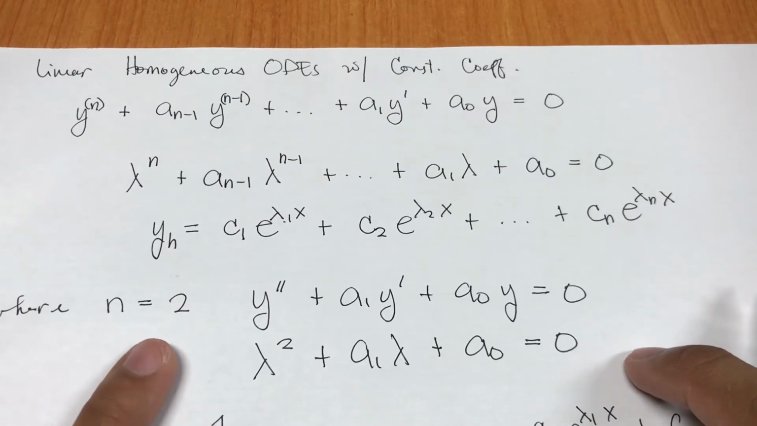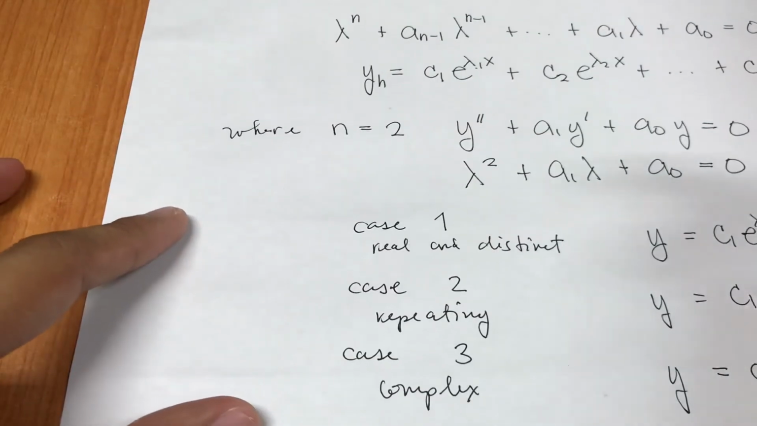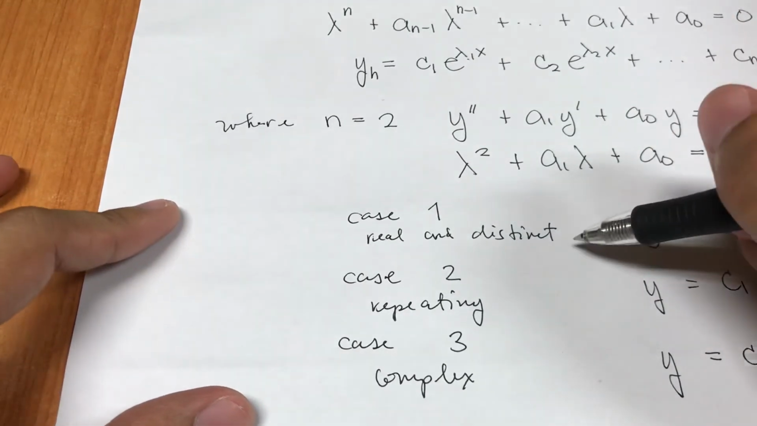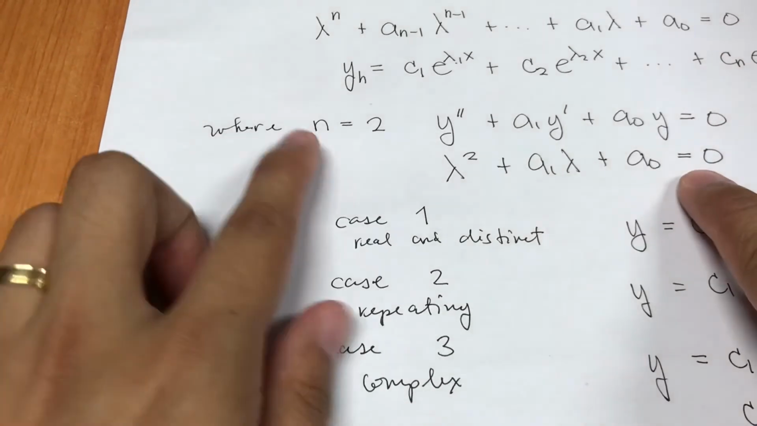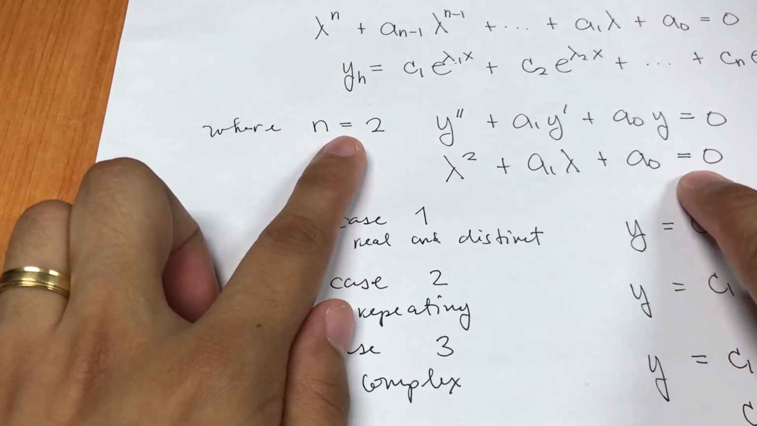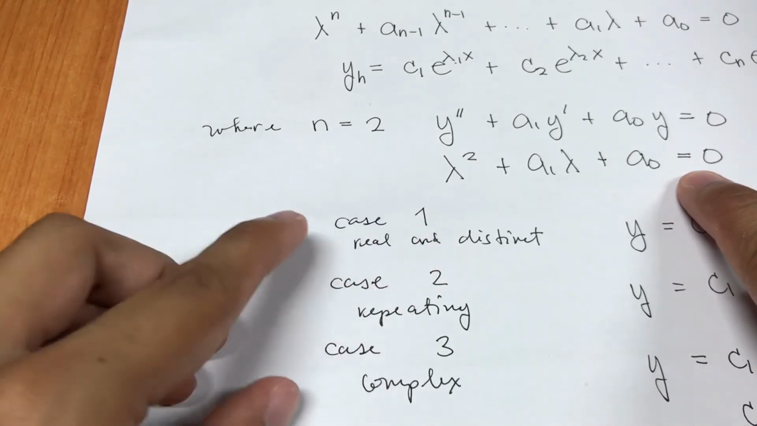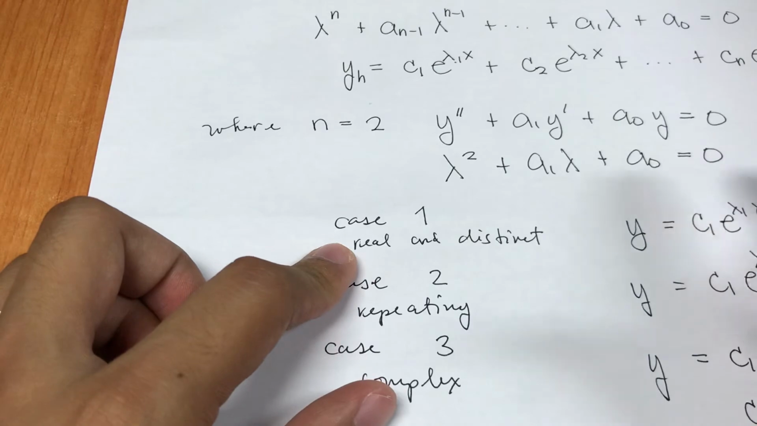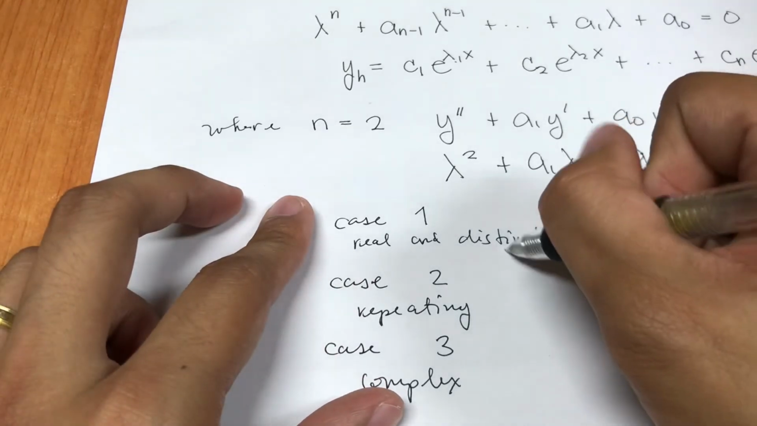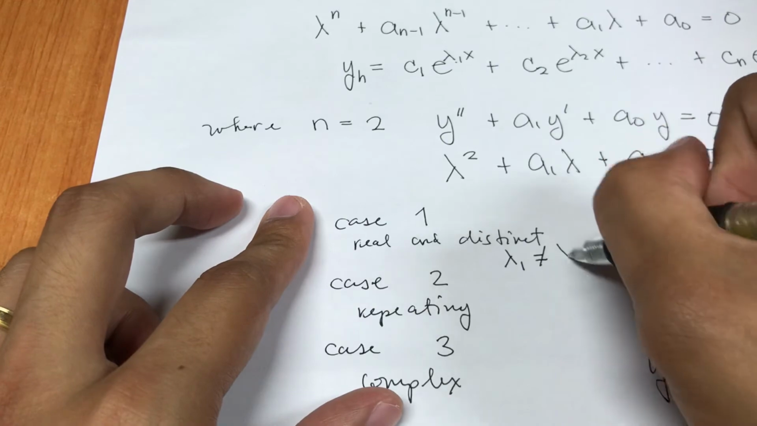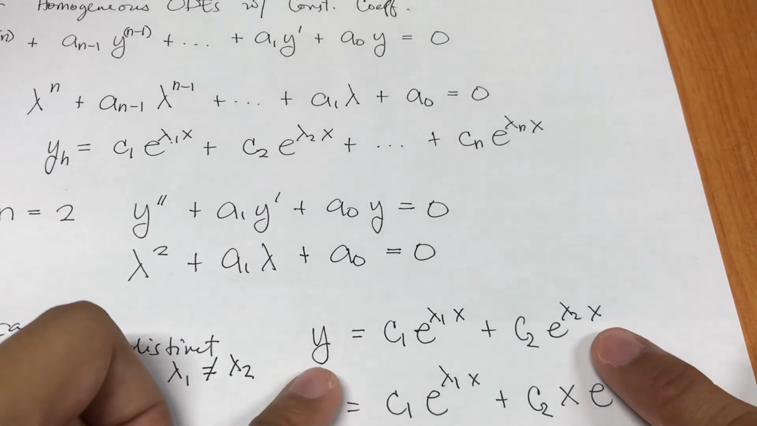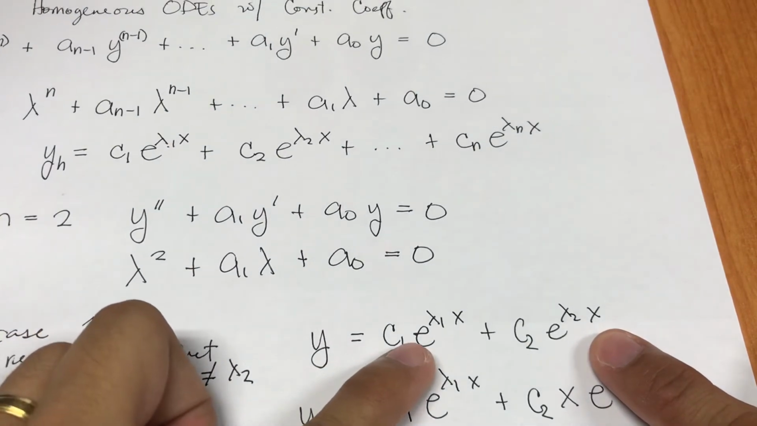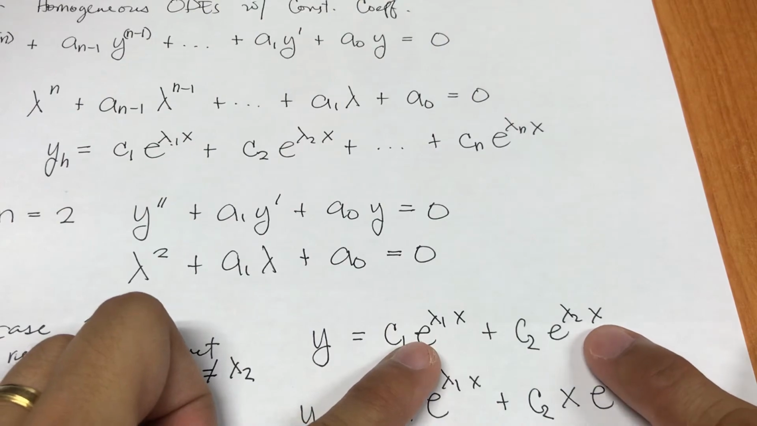So, for the categories of possible solutions, we have 3 cases. Okay? Case 1, case 2, case 3. Case 1, where the roots, if this is second order, we would be expecting a quadratic equation, which has two roots. So, we have, first case, real and distinct roots. Meaning, lambda 1 is not equal to lambda 2. Okay? So, the solution for that one is this one. Y is equal to c sub 1 e to the power of lambda 1x plus c sub 2 e to the power of lambda 2x.